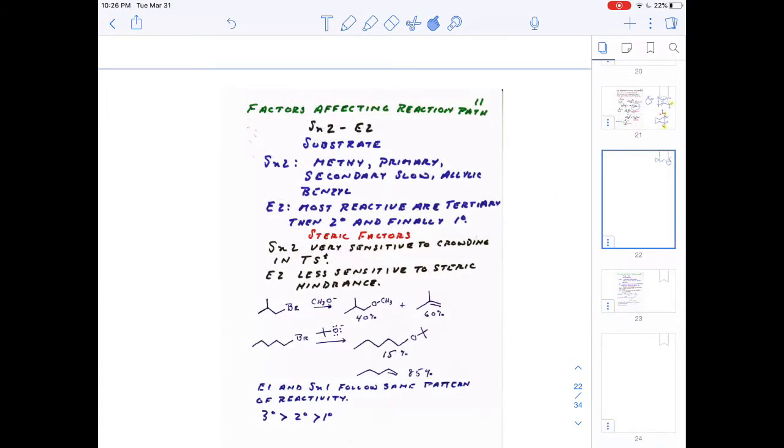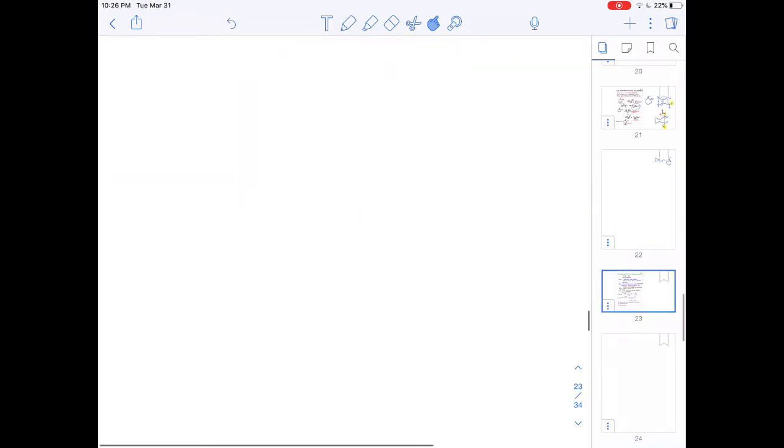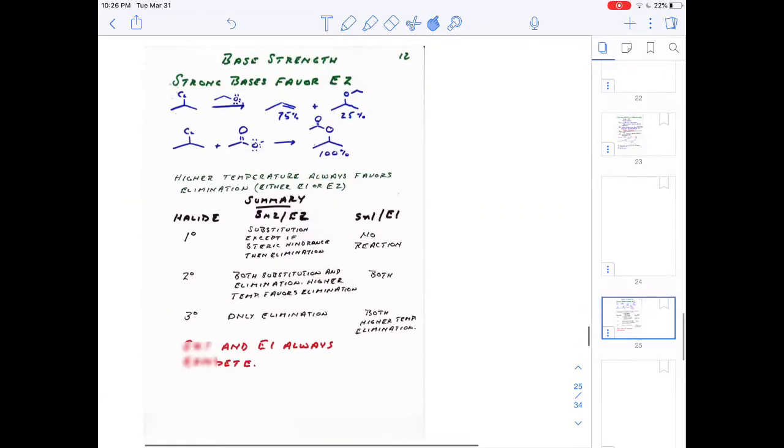So here he's pretty much summarizing things that we already talked about, that E2 and SN2 are similar to each other, and they both prefer tertiary substrates, and then, not finally, but then secondary, most likely not primary. So this isn't really important, just a summary of what's going on.